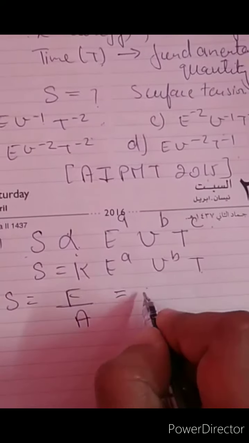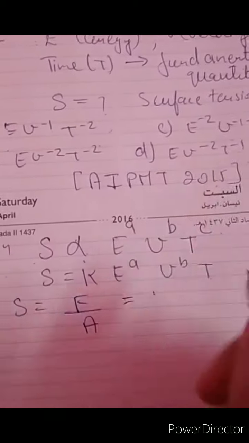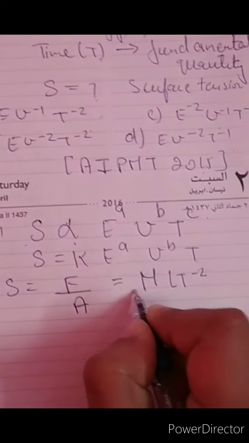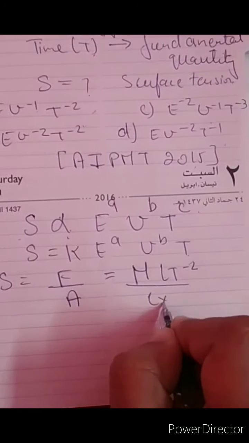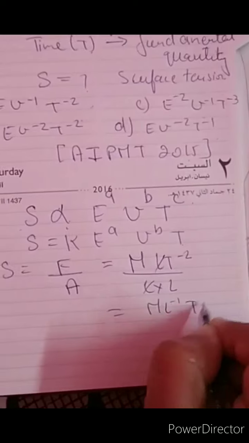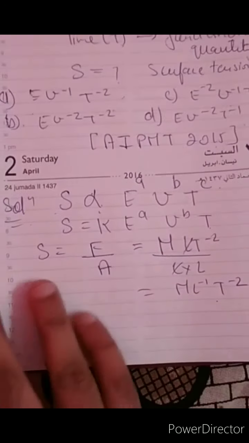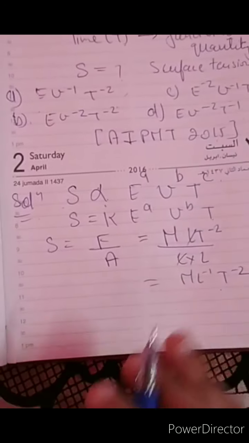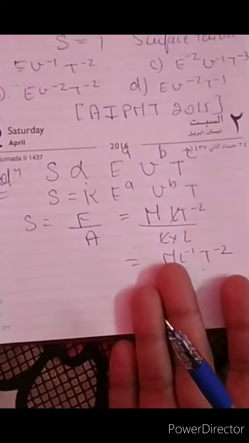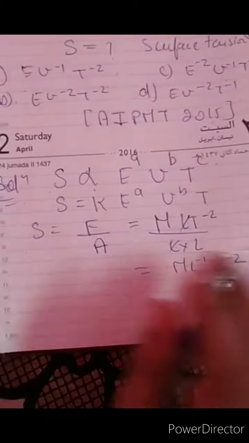Force, we have force. Force is equal to mass into acceleration, so we have MLT minus 2. What is area? Area is length into length. So can I write it like ML minus 1 T minus 2? So we have surface tension as ML minus 1 T minus 2. Now you may ask, this is MLT form, how can we compare these things? Don't worry, we have everything in our hand.